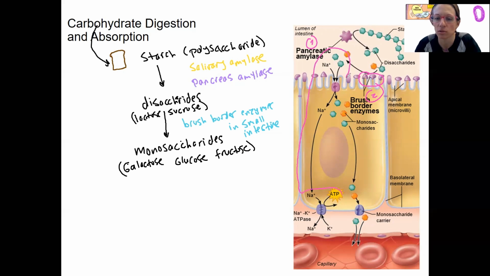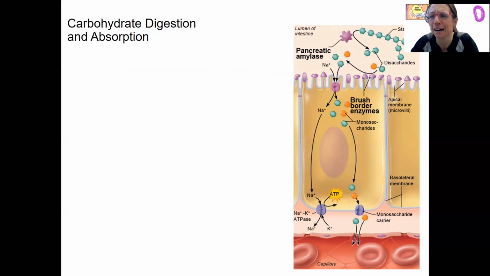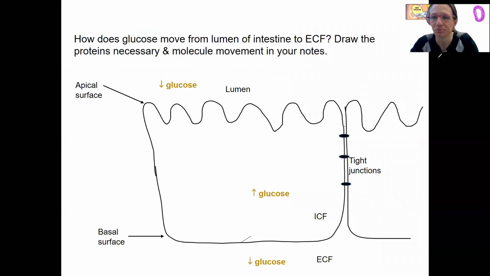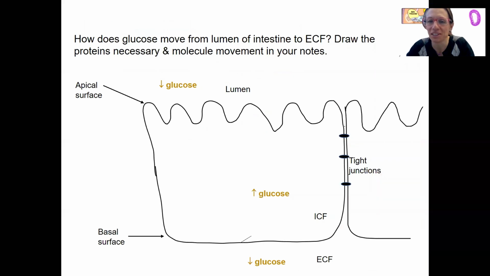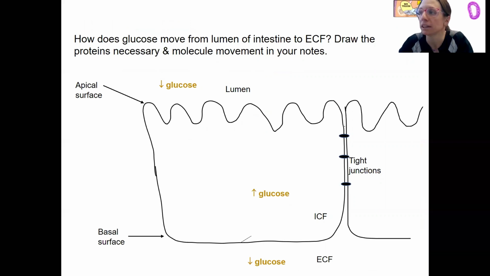Absorption is this whole shebang here. This guy is also going to be important, but this is the actual process of absorption. We're getting glucose, let's just call it, from out here into the capillary. Let's look at how we do this. Hopefully you're realizing you know this already, and I've taught you it so many times. So this might look familiar. How does glucose move from the lumen of the intestine to the ECF, ultimately then to the bloodstream?